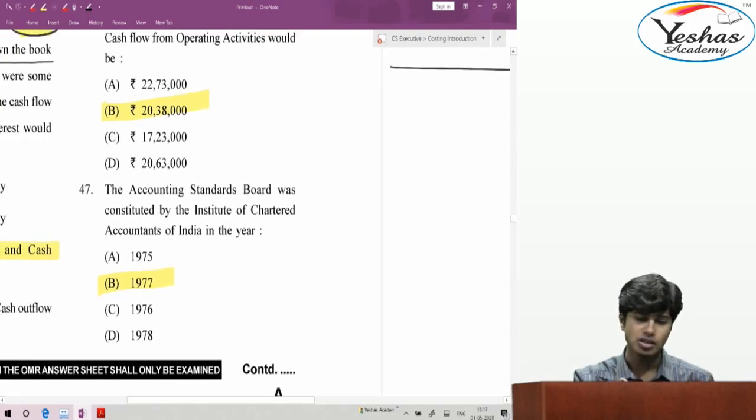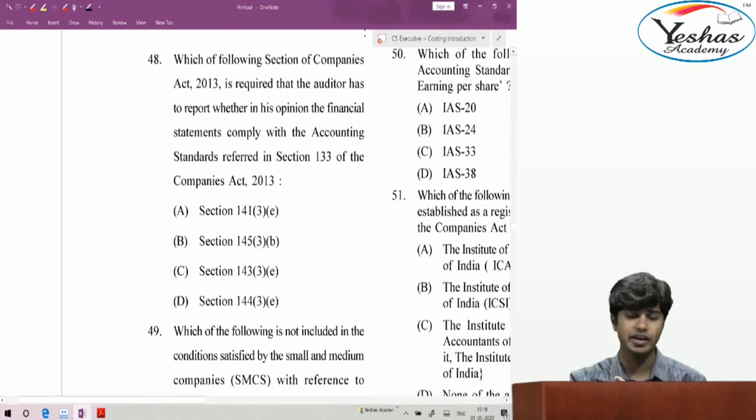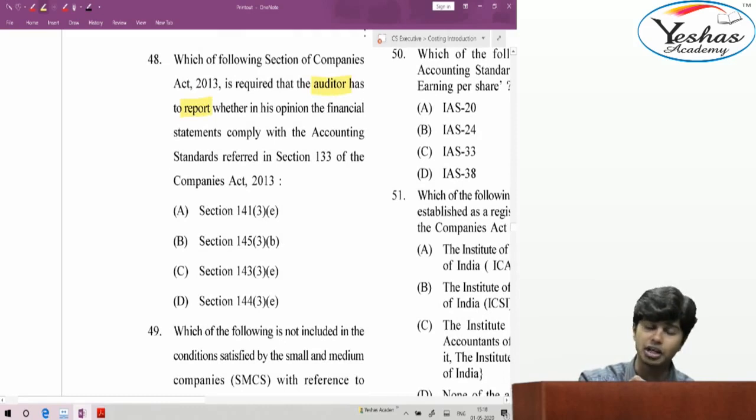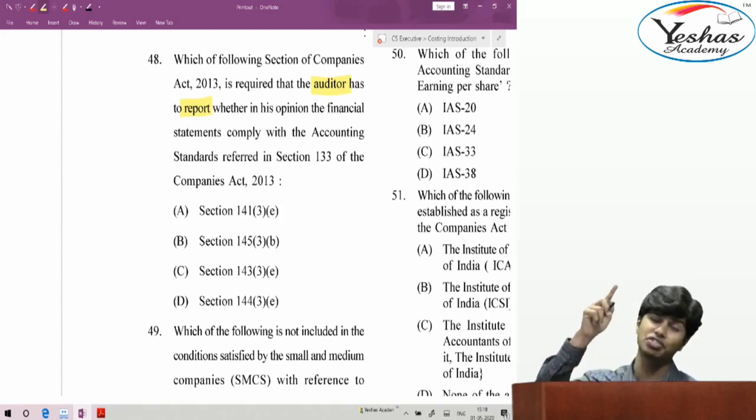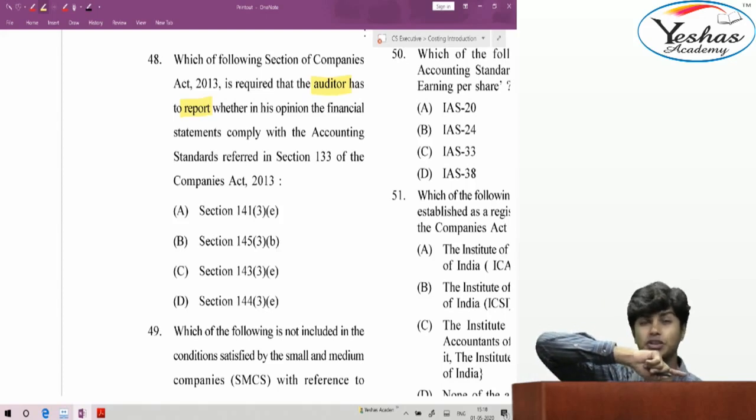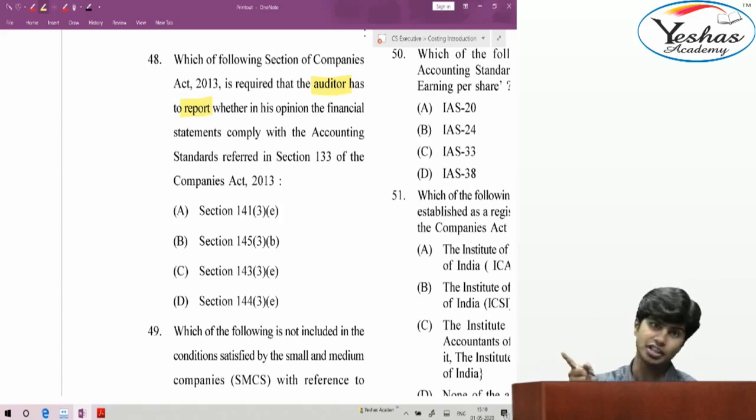Question 48 talks about which of the sections of the Companies Act requires that the auditor, see, the auditor is covered under what? Section 139 to section 148. The audit report is covered under section 143. It is a responsibility of the auditor, whether in his opinion the financial statements are in compliance with accounting standards. The same responsibility is there for the board of directors under section 134. 134 is the board's responsibility. 143 is the auditor's responsibility.